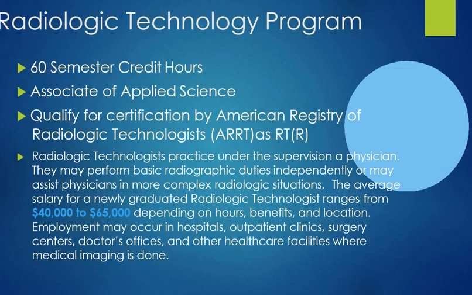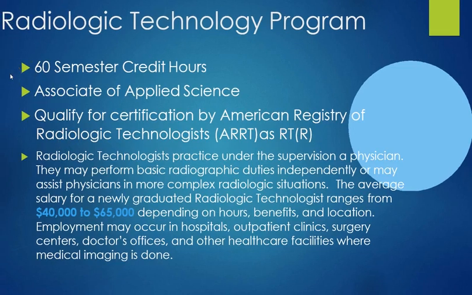So the program here at NCTC is a 60 semester credit hour program. Those 60 hours are going to be 40 of just the rad tech courses, and the other 20 are your prerequisites or co-requisites. Once you have those prereqs and co-reqs, and we'll get into those a little bit later, you start the program in the fall, and it's a 5-semester program. So you'll go fall, spring, summer, fall, spring, and then you graduate. Once you graduate, you get an Associate of Applied Science.